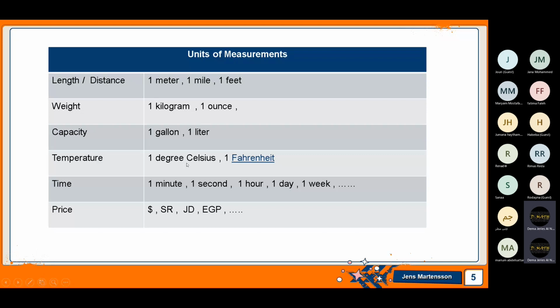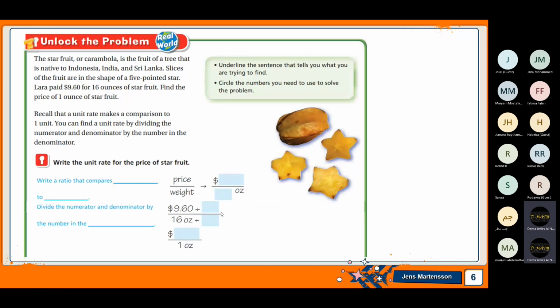Temperature, like 1 degree Celsius or 1 Fahrenheit. This is a unit for temperature. Unit for time, like 1 minute, 1 second, 1 hour, 1 day, 1 week, and so on. And the unit for price, like dollars, Saudi riyals, Jordanian dinars, Egyptian pounds, and so on. These are units of price. Now, let's go to talk about our lesson here.